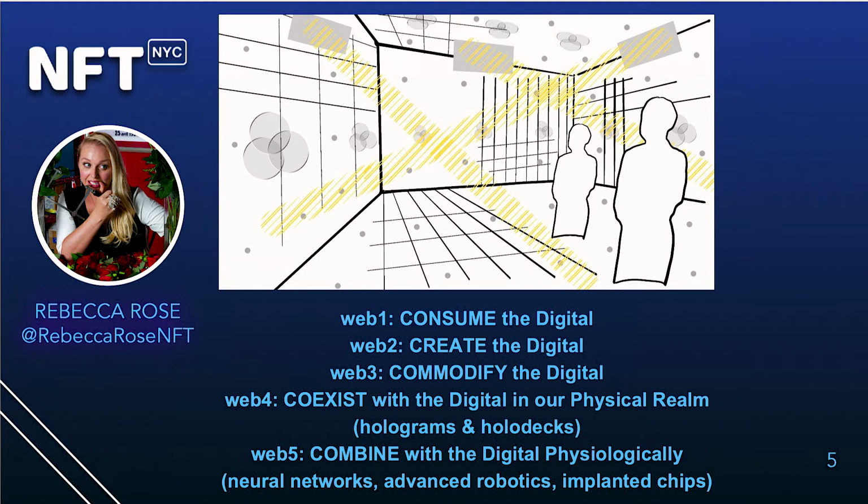Because as much as we are building Web3 in the metaverse, and it's so important that we do so, it's not just about us taking our physical selves into the digital realm, because it's a two-way road. We really have to think about bringing that digital realm into our physical realm in new ways. And then, of course, Web 5 will probably be combined because we'll all have advanced robotics embedded into ourselves.